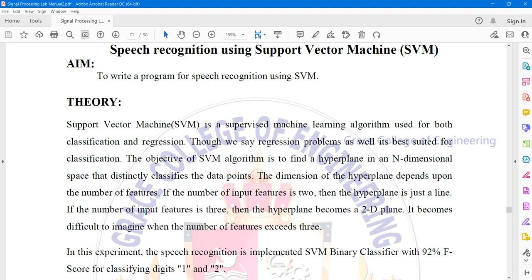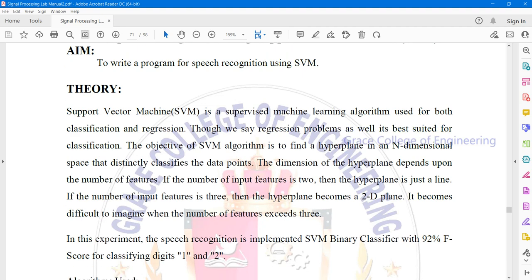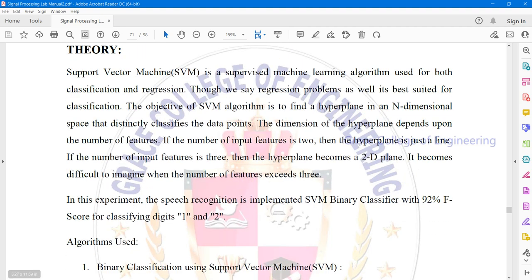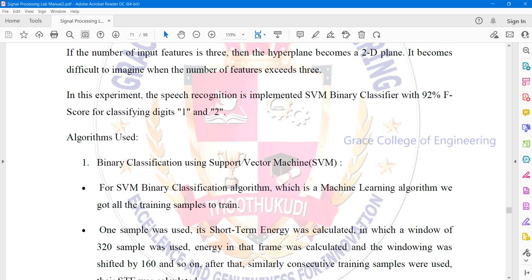In this experiment, speech recognition is implemented using an SVM binary classifier with 92% F-score for classifying digits 1 and 2. The algorithm uses binary classification using support vector machine. For the SVM binary classification algorithm, which is a machine learning algorithm, we got all the training samples to train it so that it can recognize the voice for the digits 1 and 2.